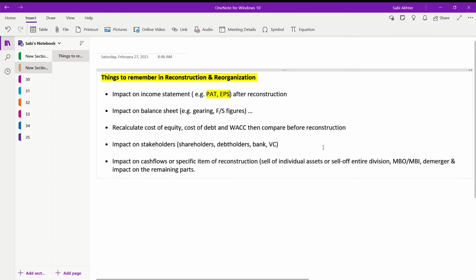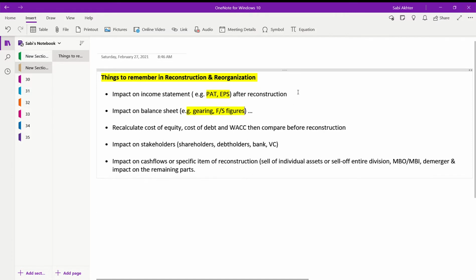One of the key figures they would ask is the gearing and the FP figure. FP means financial position figure. Yeah, so the financial position figure and gearing. How your gearing improved or got worse. These questions will be asked. So you have to be ready for this, because these are very common questions.